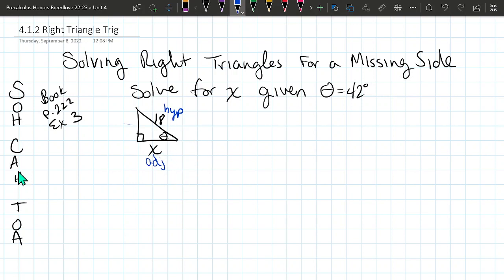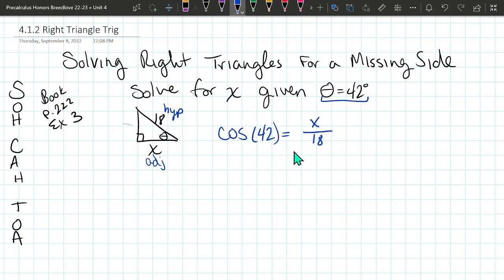That is going to be a over h, it's the cosine. So the cosine of theta, but we know that theta is 42 degrees. So the cosine of 42 equals x over 18. And you just make sure your calculator is in degree mode, not radians. And then you can calculate it.